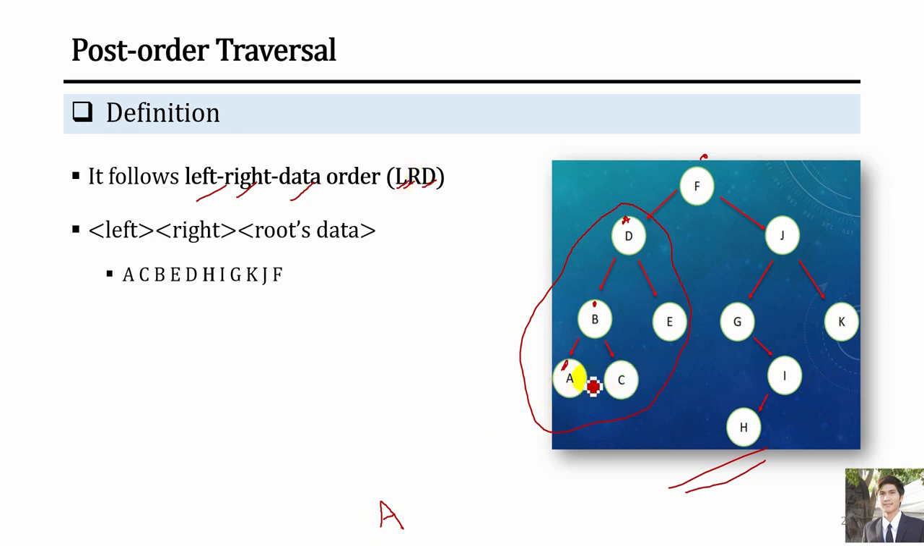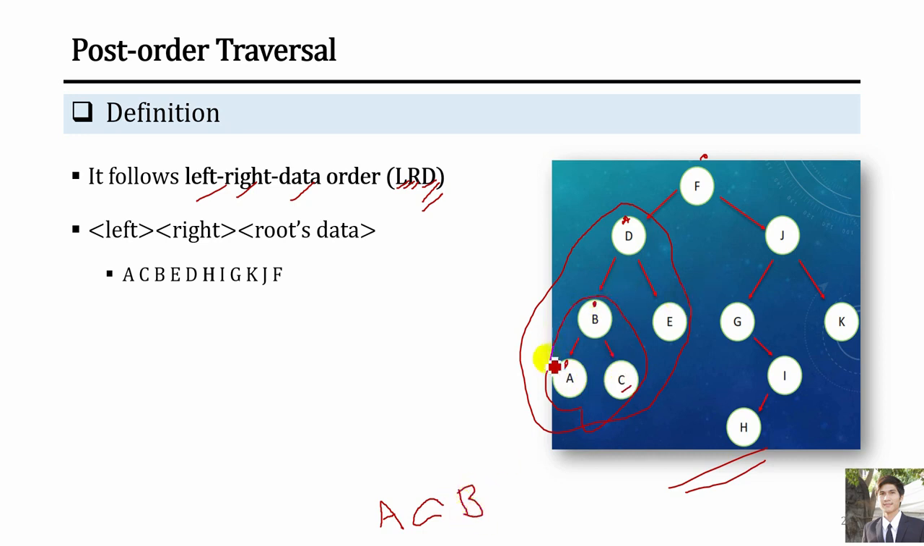The right is C. In this subtree, node A is considered a child of B, and its sibling is C. So after A, we go right, which is C. After A, we got C, and next we go to our data. After left and right, we go to the data. Focusing on the A and C children here, we go to the parent, which is B. So we get A, C, and B.